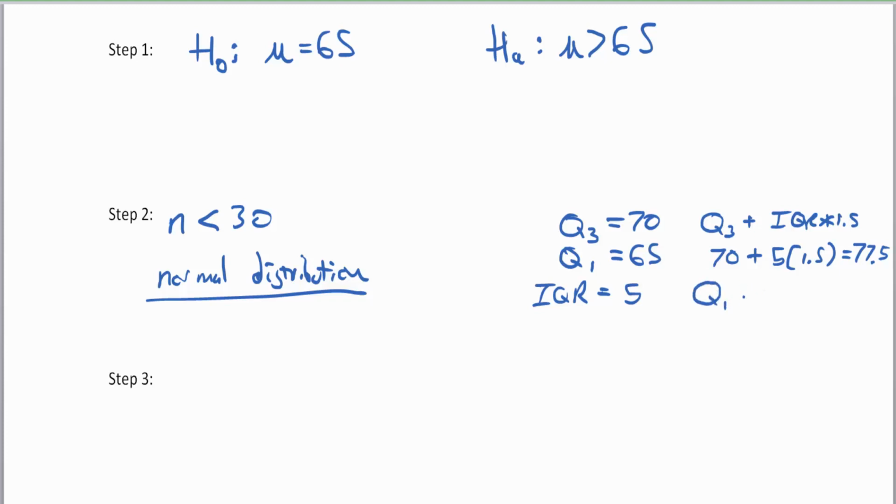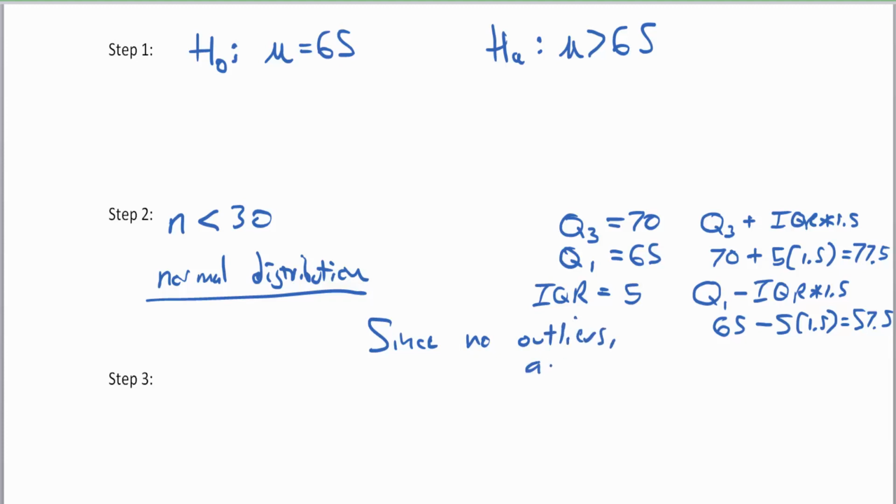Now, for Q1, we're going to subtract our IQR times 1.5 from this one. Okay, so here we go. So my Q1 is 65 minus 5 times 1.5, and that gives me an answer of 57.5. We don't have any score below 57.5. So what we have is no outliers. So since no outliers, we can assume normality.